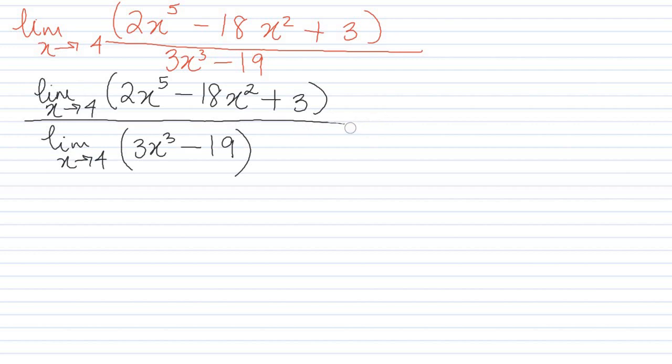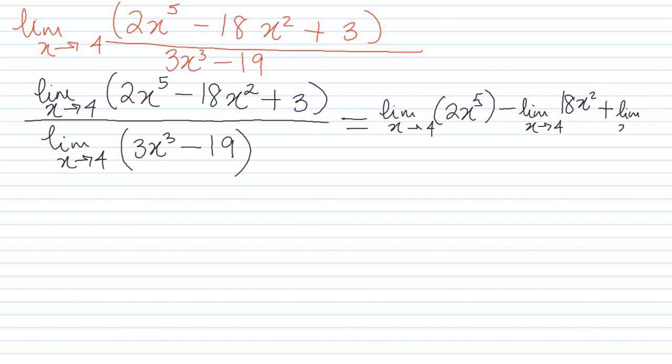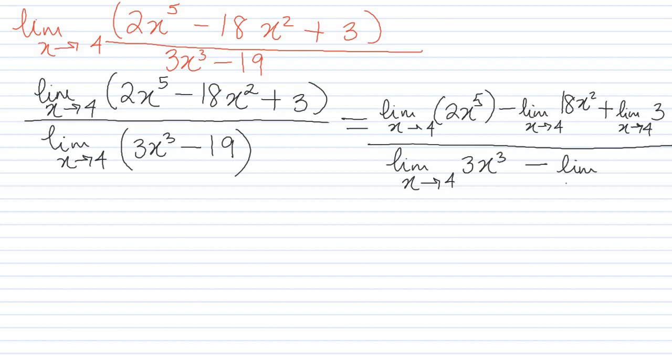Next, we can now expand the limits for both the numerator and the denominator. So we have the limit as x goes to 4 of 2x to the 5th minus the limit as x goes to 4 of 18x squared plus the limit as x goes to 4 of 3, divided by the limit as x goes to 4 of 3x cubed minus the limit as x goes to 4 of 19.